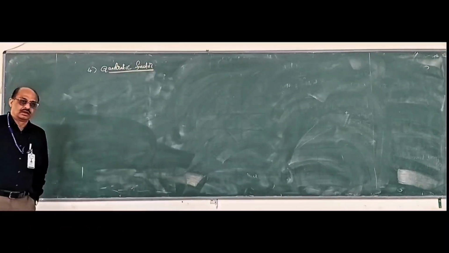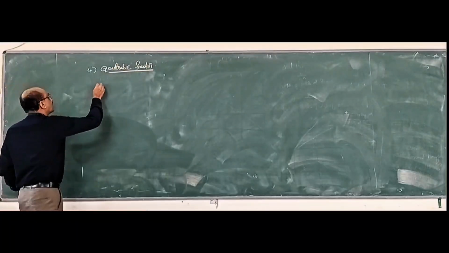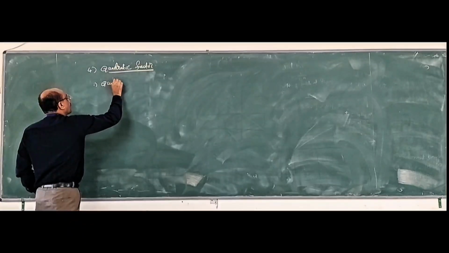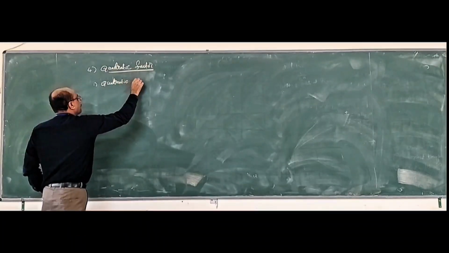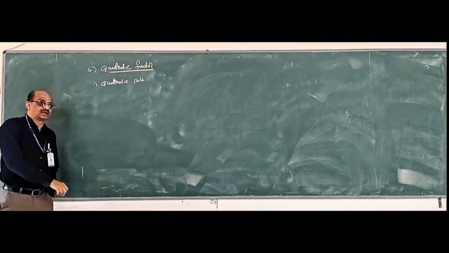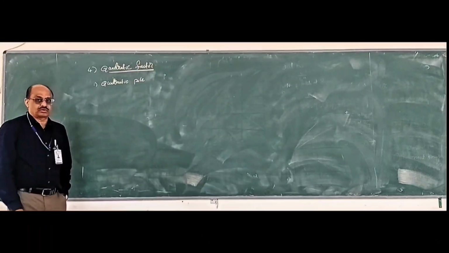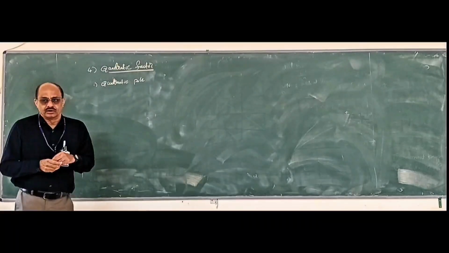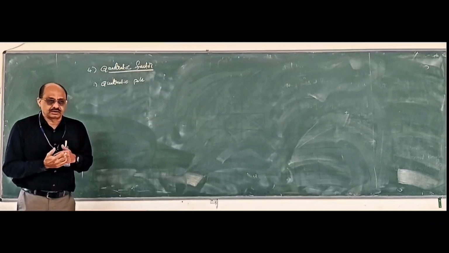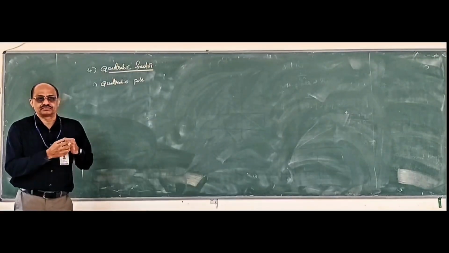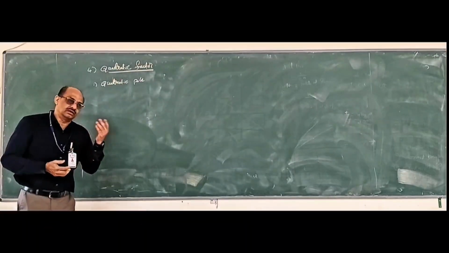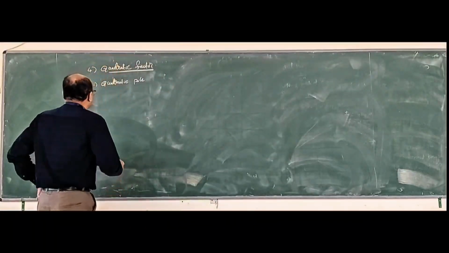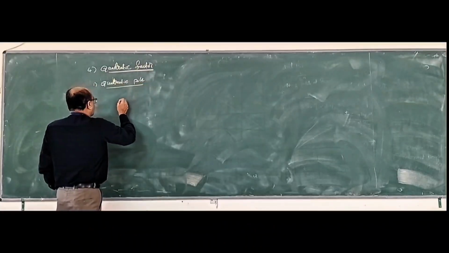Quadratic factor may be quadratic pole and quadratic zero. First one is quadratic pole, and then we have quadratic zero. Okay, we will talk about quadratic pole. The quadratic zero is very much similar. The only thing is, if the quadratic pole has a slope of minus, then the quadratic zero will be the opposite of that, plus. That's all. So again take the quadratic pole.